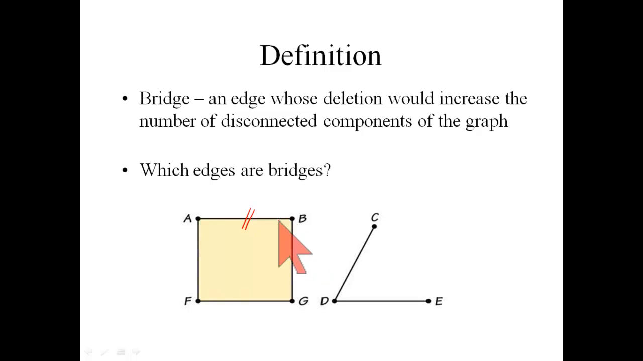Well, A, F, G, and B are still all connected to each other, so that's one connected component. And over here, I haven't touched this, this is still another component. So there are still 2 components to the graph, and therefore AB must not have been a bridge, because deleting it didn't increase the number of components.